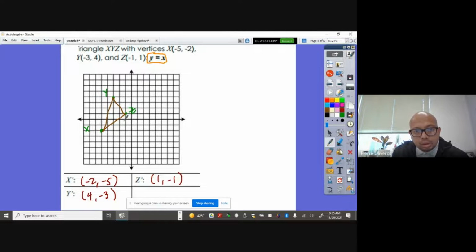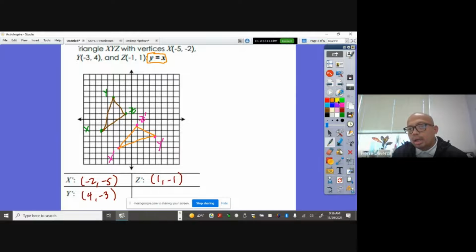So negative 2, negative 5 is right here. That's my X prime. 4, negative 3 is right here. This is my Y prime. And 1, negative 1 is my Z prime. I connect them all.